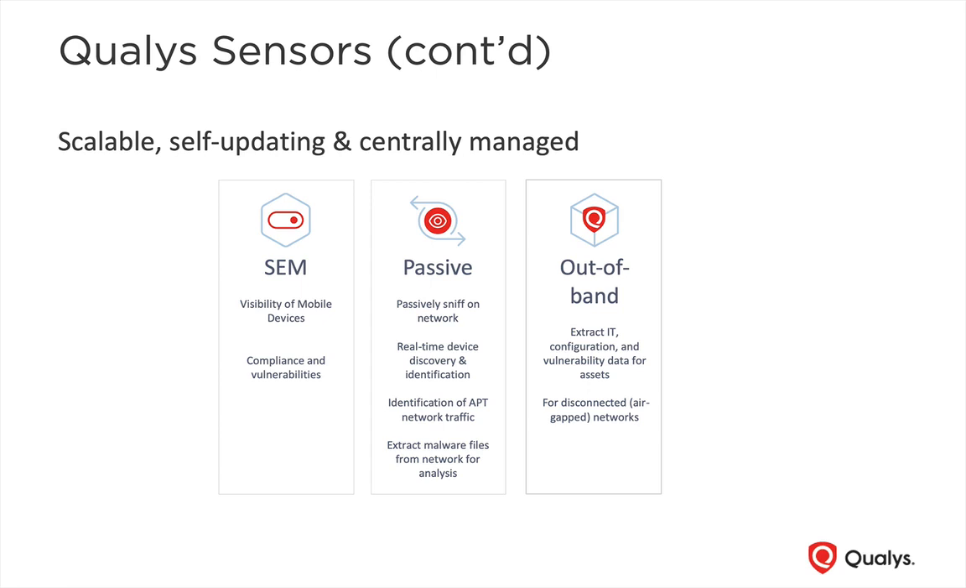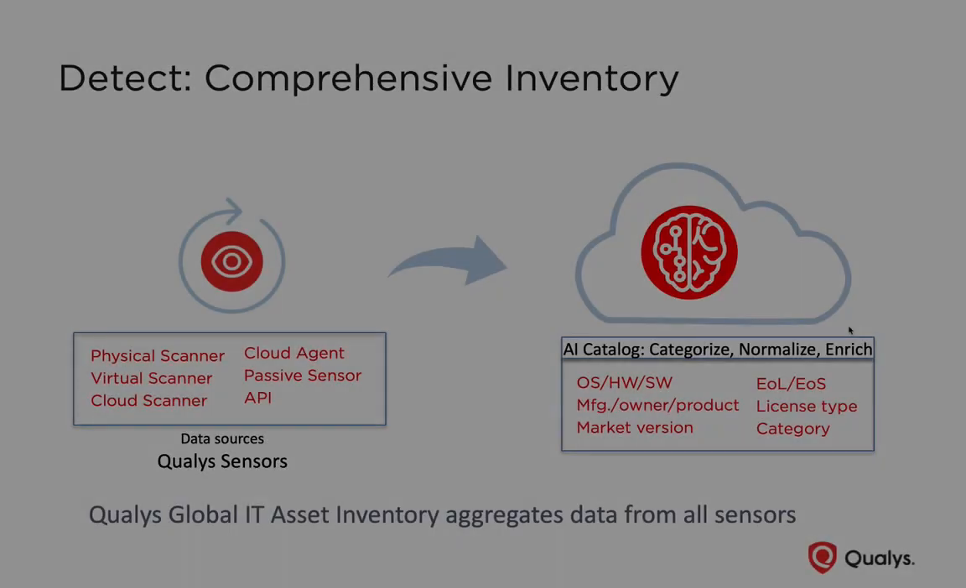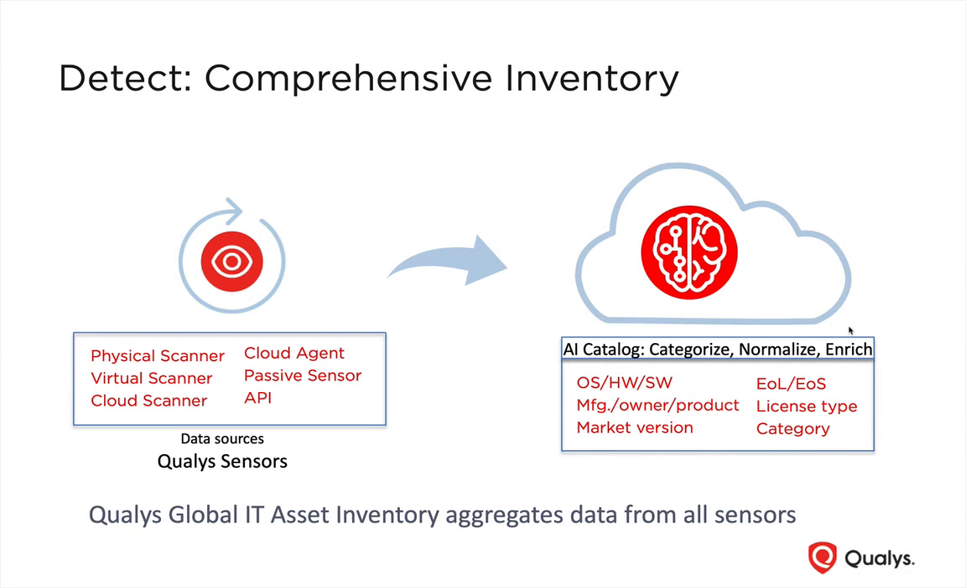And so using all of these various sensors allows us to populate the data that we'll see in the Global IT Asset Inventory application. So all of those sensors that you can deploy within your environment for various reasons will be populating the data into the Global IT Asset Inventory application. So all of the data collected by these various sensors is populating into the Qualys platform, and you'll go to Global IT Asset Inventory to obtain that single source of truth for visibility.